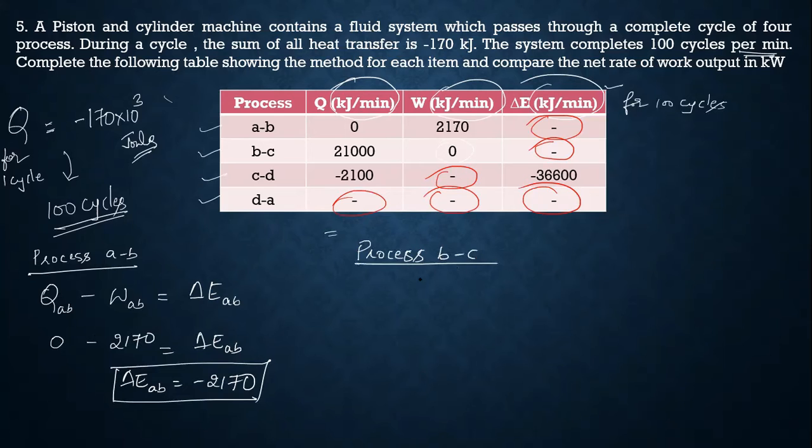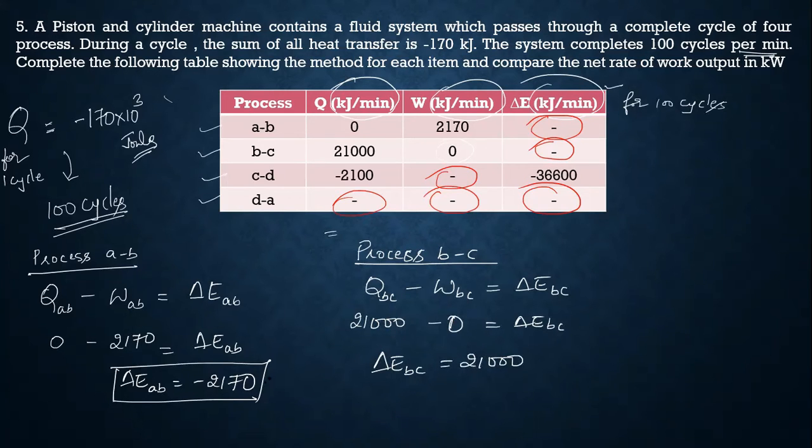Next, I'll go to process B to C. For process B to C, Q BC minus W BC is equal to delta E BC. Now, Q BC is known, that is 21,000, minus W BC is 0. Therefore, delta E BC is equal to 21,000. The unit I forgot to write here is kilojoules per minute, and this is also kilojoules per minute. This is delta E BC.